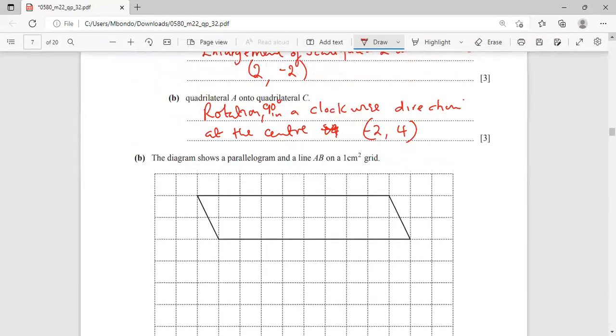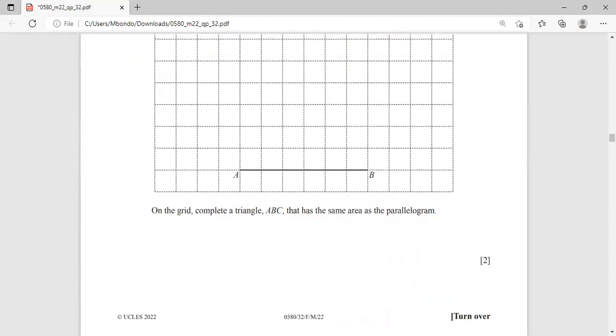On a 1 centimeter square grid. All right. Now let's read the question down here. So on the grid, complete the triangle A, B.